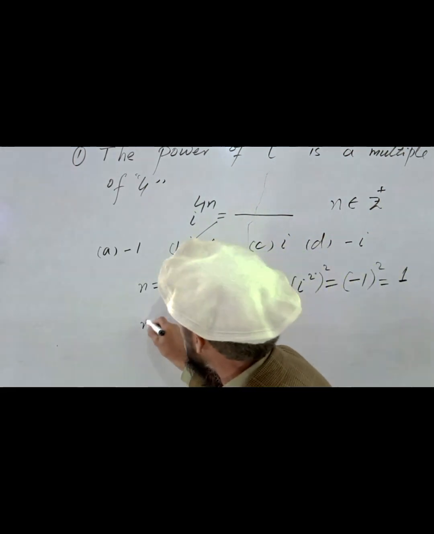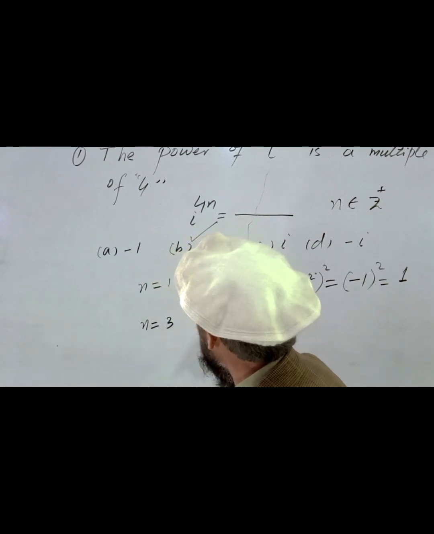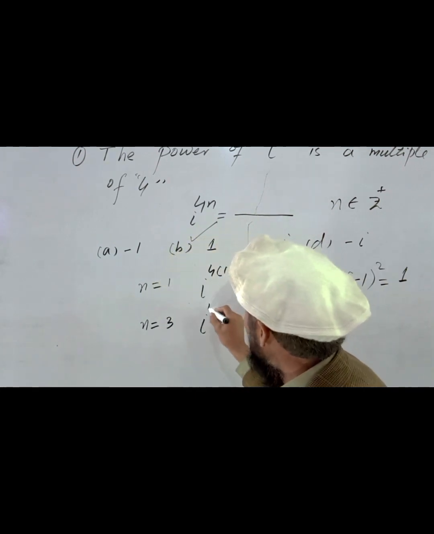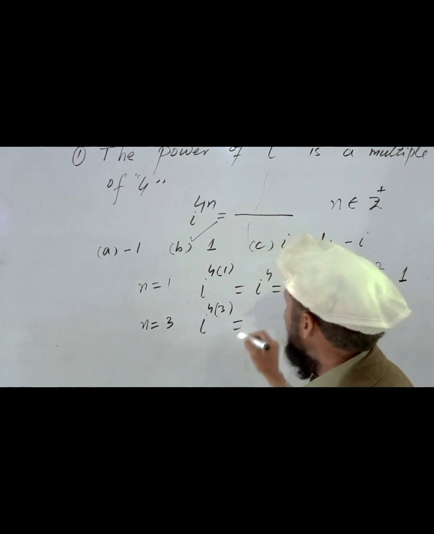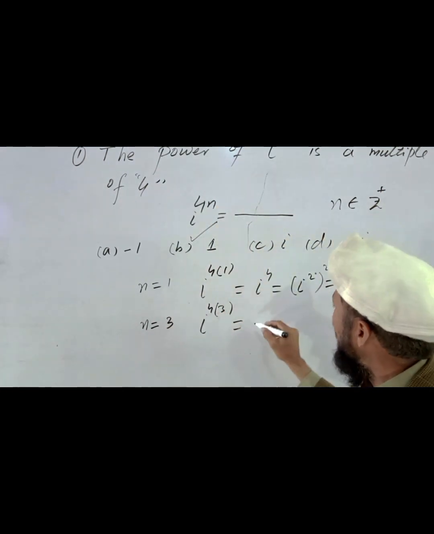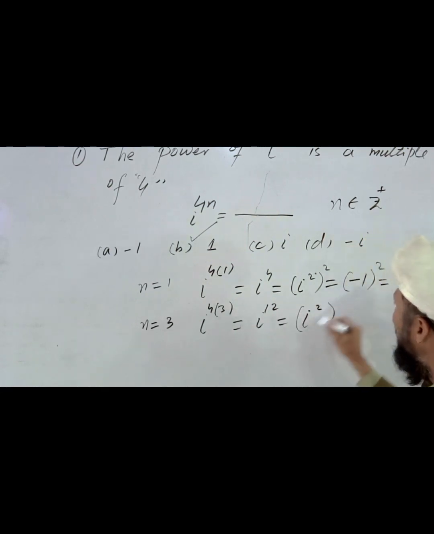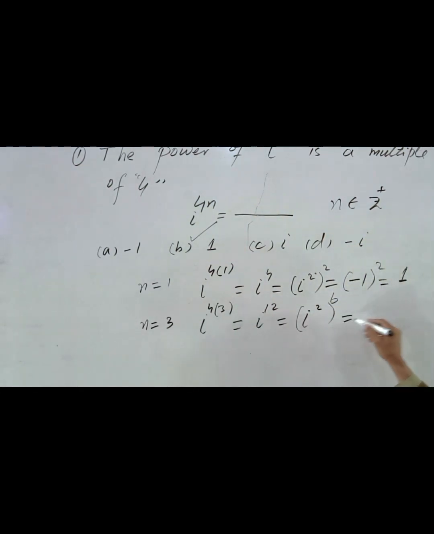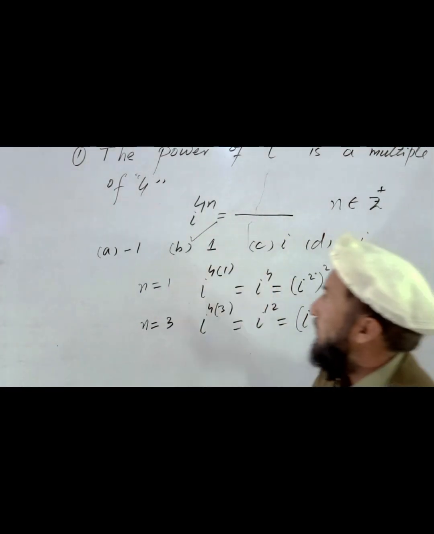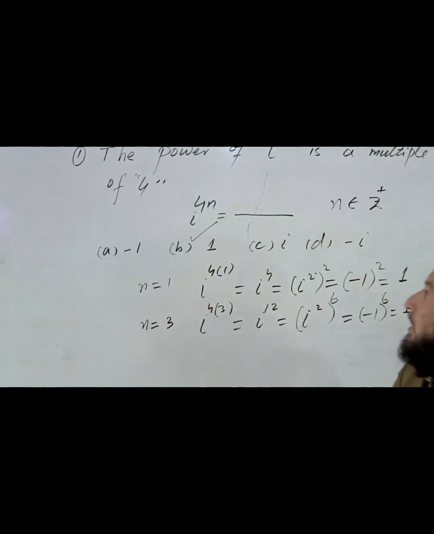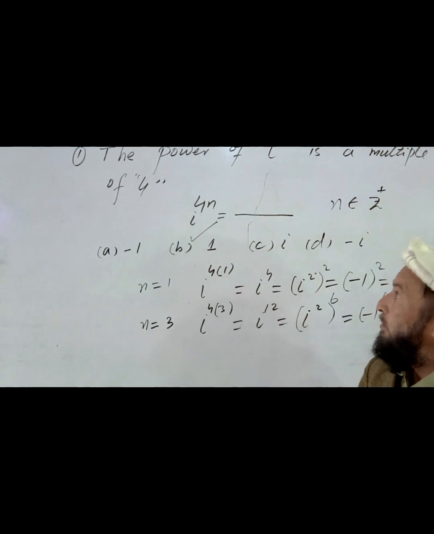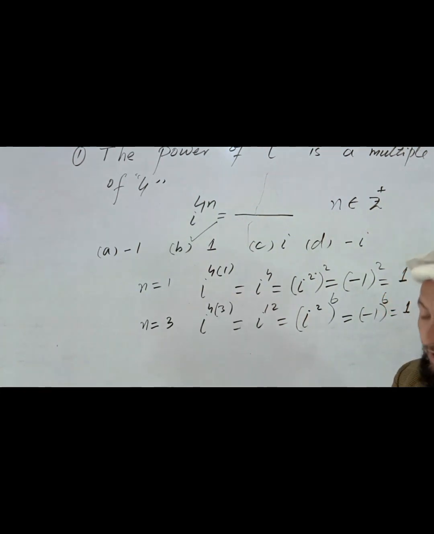Similarly, if we put n is equal to 3, for example, then iota power 12. We can write iota square to the power 6, and (iota square) which is -1 to the power 6 is an even power. So we get positive 1 and so on. So we can say that iota power 4n is 1.